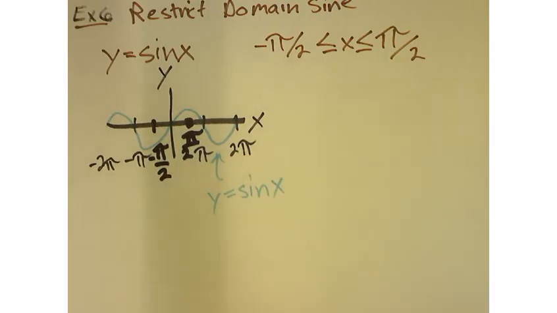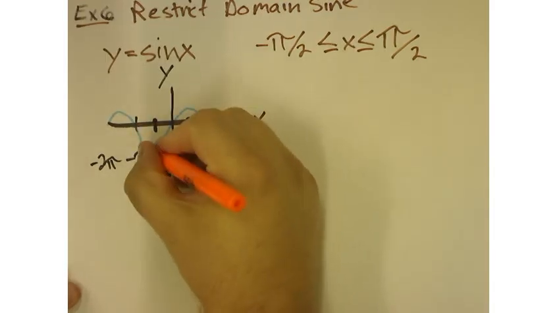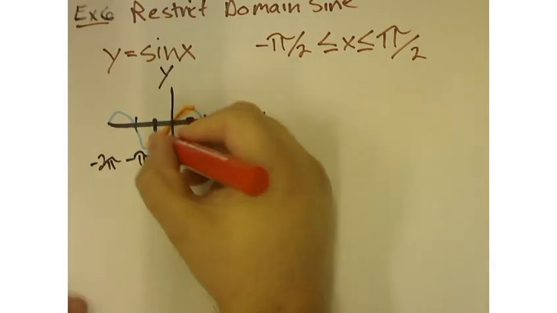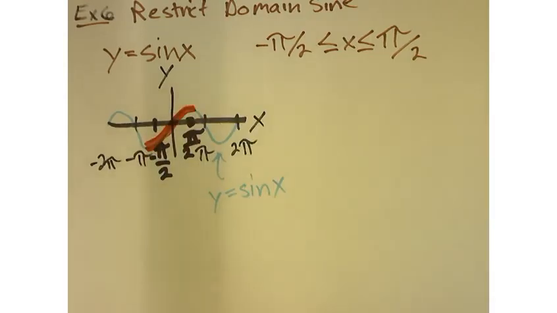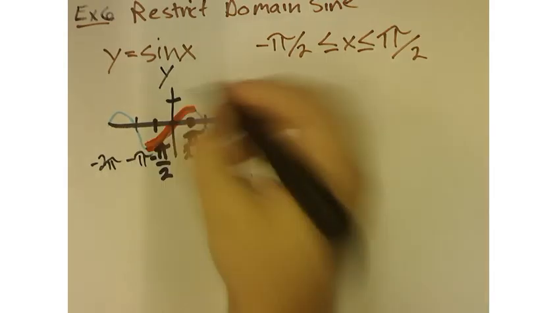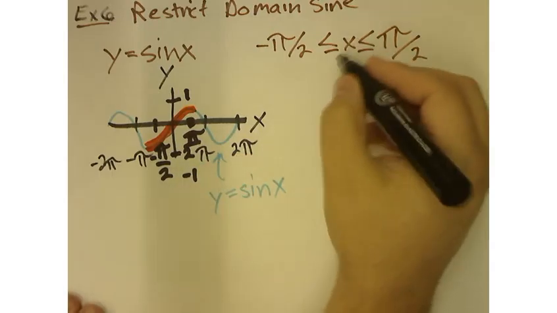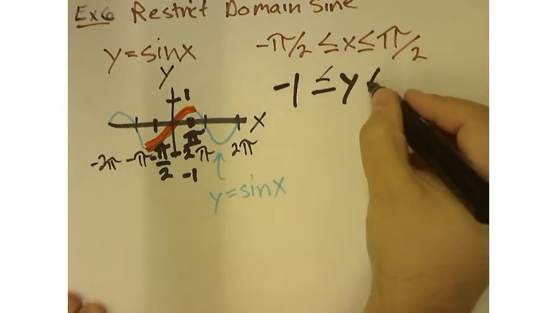And so if I focus only on that portion of the sine function, from here to here, I get a nice little graph that looks like this. Let me put that in red so you can see it better. So my sine function goes from here to here. That's going to have a range from 1 to negative 1. So if this is the domain, then my range would be from negative 1 to 1.